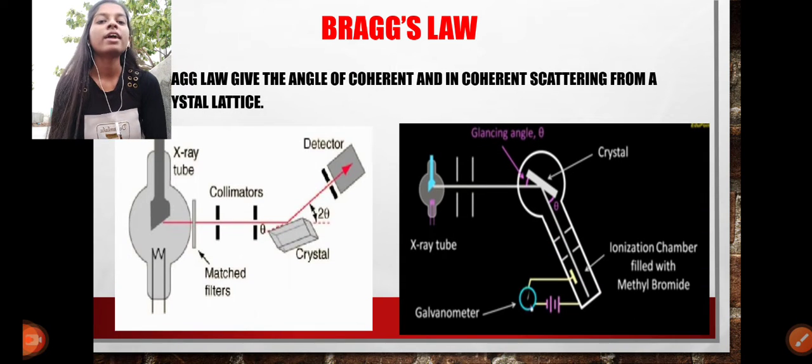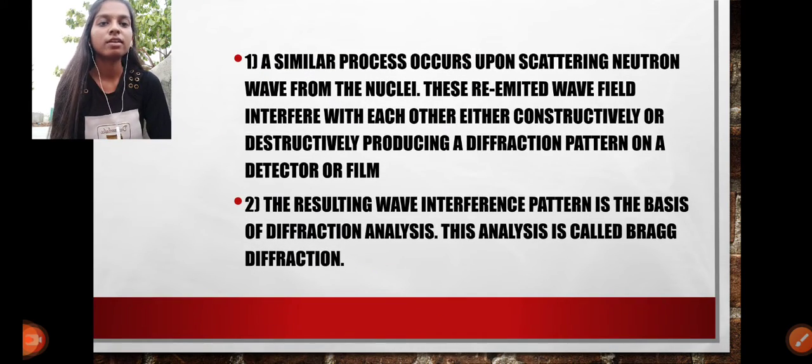Then the Bragg's law. In Bragg's law, various apparatus is used: X-ray tube, filter, collimator, crystal and detector. The X-rays are incident on the crystal from the X-ray tube, transmitted through the filter and collimator. Then the diffracted ray is detected by the detector. A similar process occurs upon the scattering of a neutron wave from the nuclei. This re-emitted wave field interferes with each other either constructively or destructively, producing a diffraction pattern on a detector or film. The resulting wave interference pattern is the basis of diffraction analysis. The analysis is called Bragg diffraction.